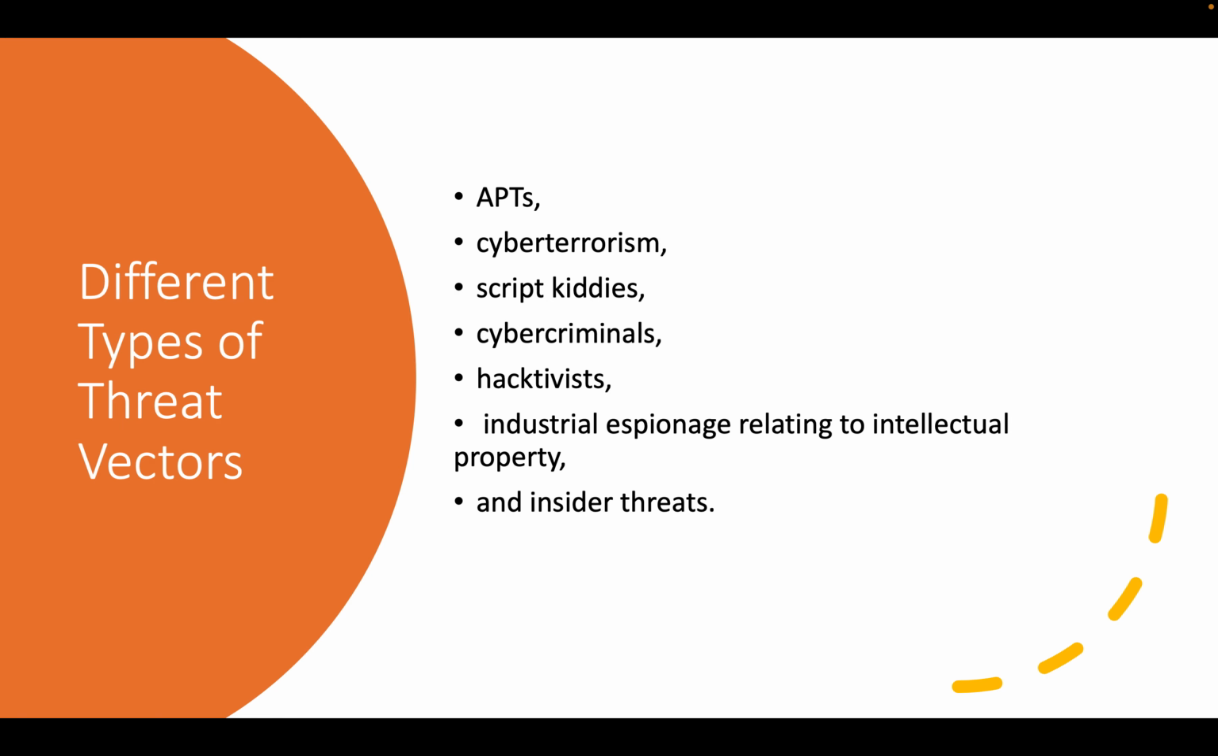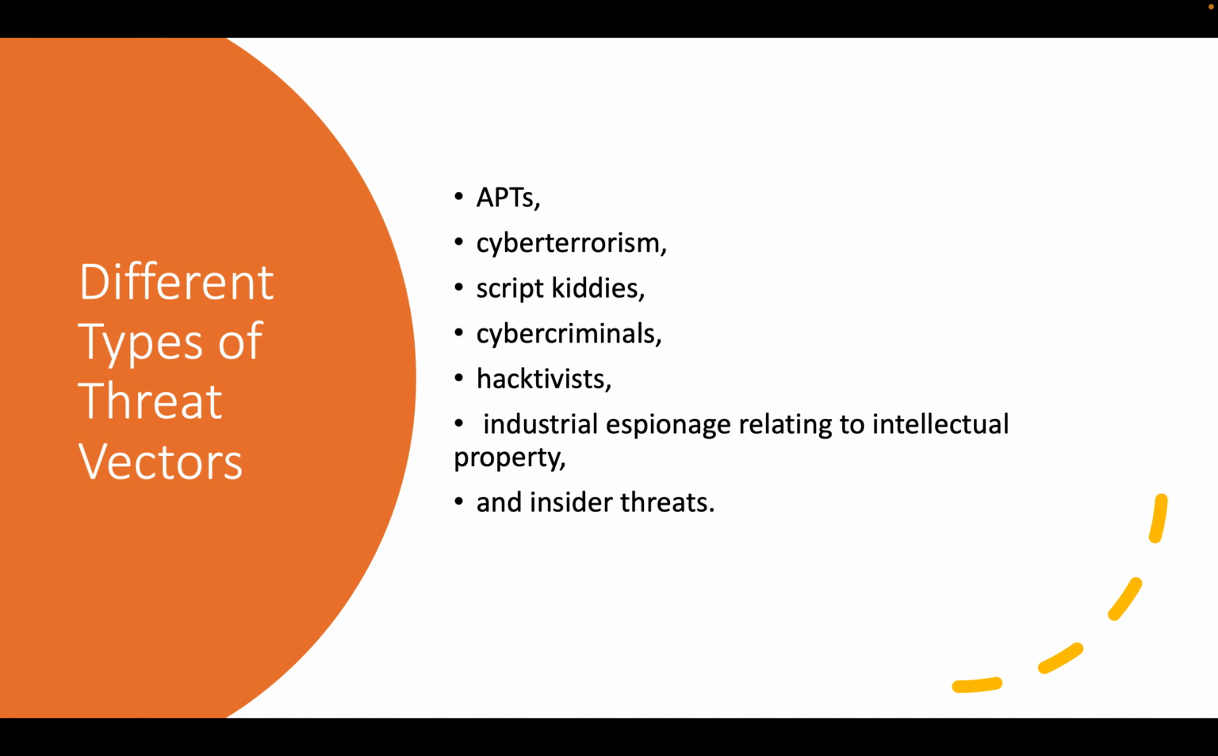All right, so we've mentioned this in the previous video, but there are around 6 or more different types of threat vectors which could occur. We talked about APTs, cyber terrorism, script kiddies, hacktivists, industrial espionage relating to intellectual property, and insider threats.